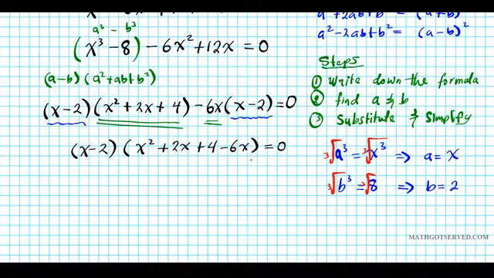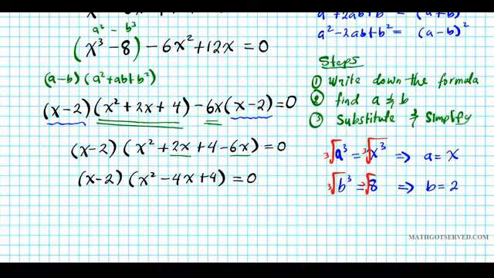Alright, now let's shift our attention here to this polynomial with 4 terms. Can I simplify? Absolutely. 2x and negative 6x are like terms. So we have x minus 2 times x squared minus 4x plus 4 equals 0. Okay? Now, if you inspect this closely, what do you notice about this quadratic trinomial? You notice that this is a perfect square trinomial.